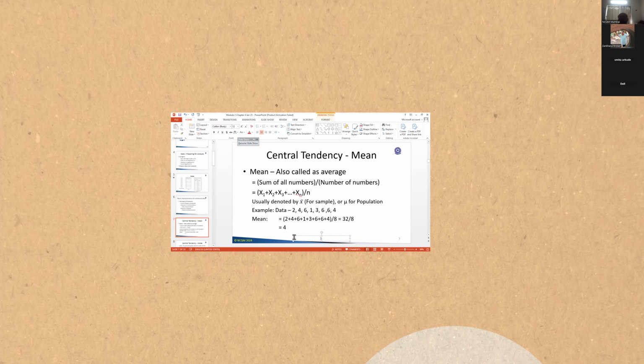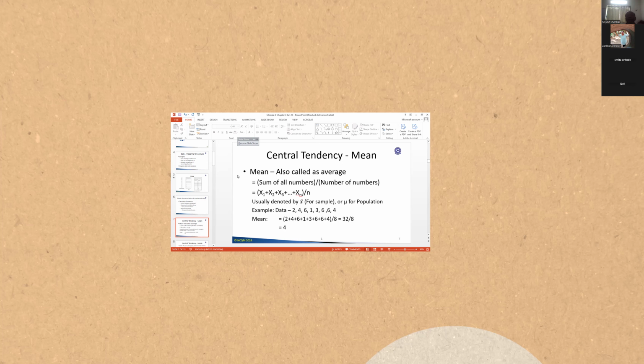Correct? Now for this data set, can you find the mode? What is the mode? 6. Right. Why is 6 the mode? Because of repetition, the number 6 repeats 3 times. The highest number of repetitions are there. It occurs the highest number of times in the data set. Therefore, 6 is the mode.